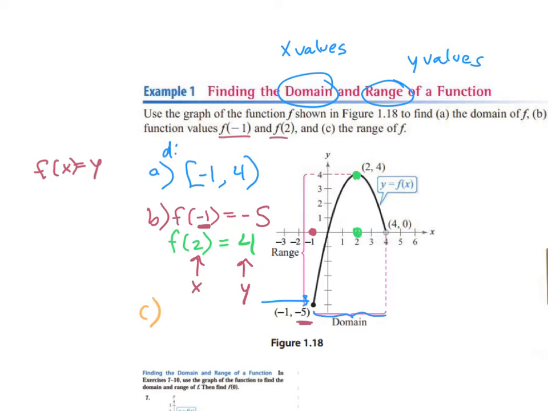Okay, and then part C asks us for the range of our function. So the range, we start down low and go up. Our graph starts when y is equal to -5. We see that this is a closed circle here, so we put a bracket. And then our graph ends. The highest point of our graph is up here at 4. And we're going to put a bracket there as well. So our range is -5 to 4.